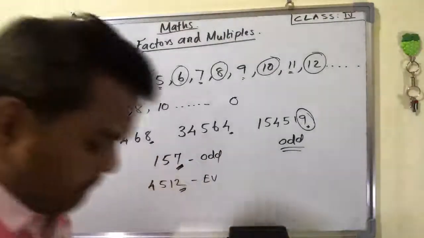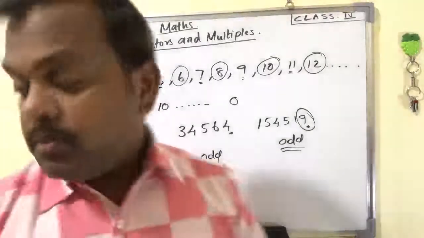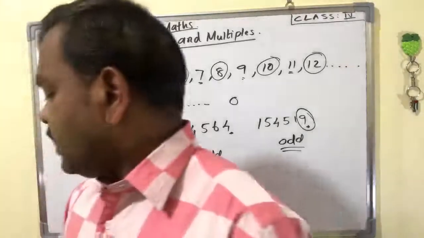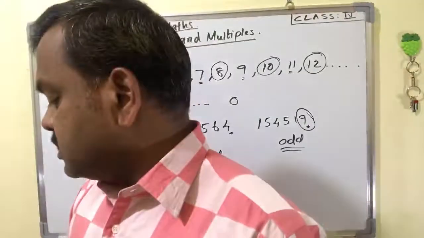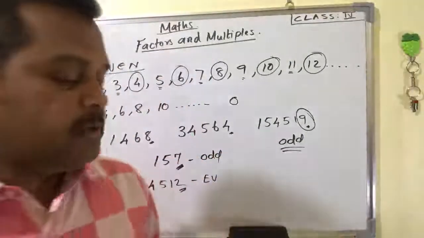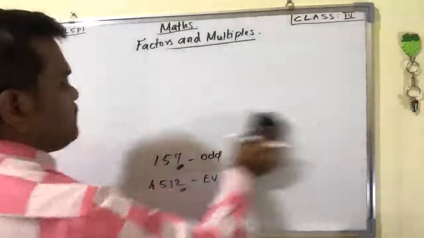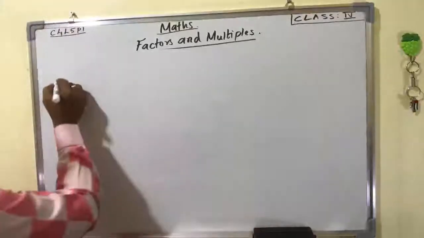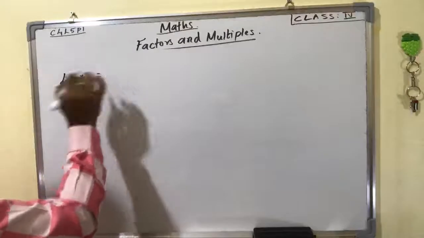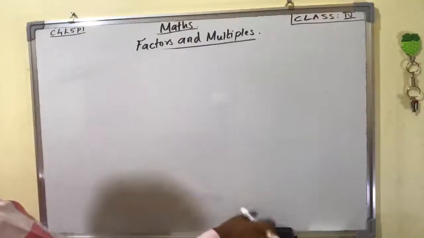Okay, and next one. From your book, Exercise 5.1. It is given: what are the next 5 multiples of the following numbers. Next 5 multiples of the following numbers. That is very easy. Four. Very easy. You know table 4 only. I mean we can write like this. Always you have to use tables like this.